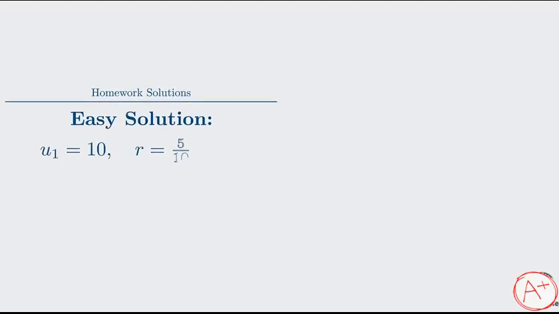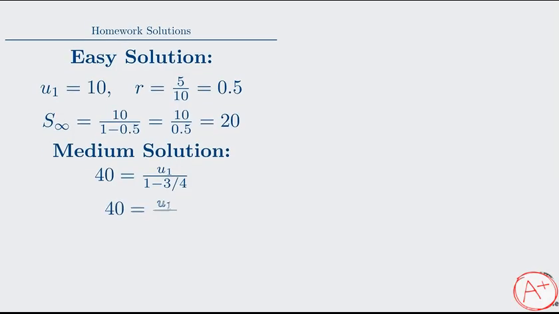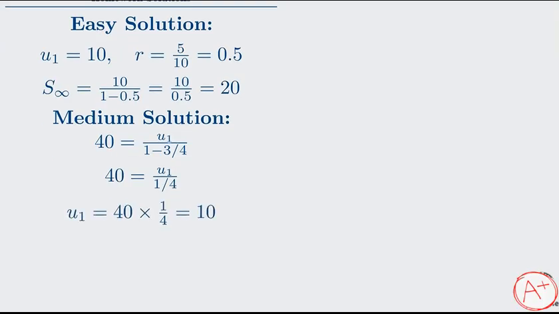Let's go through the solutions. For the easy question, our first term is 10 and the ratio is 5 divided by 10, which is 0.5. Since 0.5 is less than 1, we use the formula. 10 divided by 0.5 gives us a sum of 20. For the medium question, we substitute the known sum and ratio. 1 minus 3/4 is 1/4. To find u1, we multiply 40 by 1/4, giving us a first term of 10.